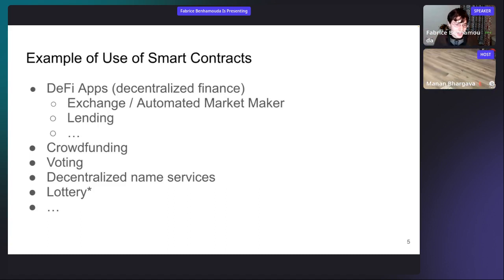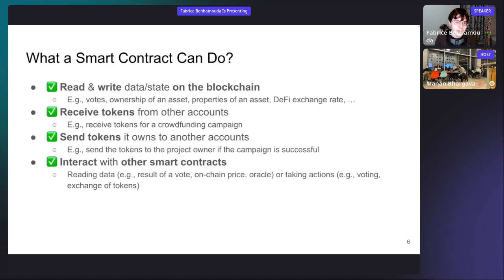Decentralized name service is the equivalent of Google, like currently, if you go to google.com, you go to a name service system that will tell you google.com is this IP address. It's completely centralized by ICANN. And the idea is to use a blockchain and smart contracts to decentralize this system. Another example is lottery or anything similar to a lottery, like games. That is also something you can do with a smart contract, with a caveat that actually it's not straightforward, and you will see this in just a few minutes.